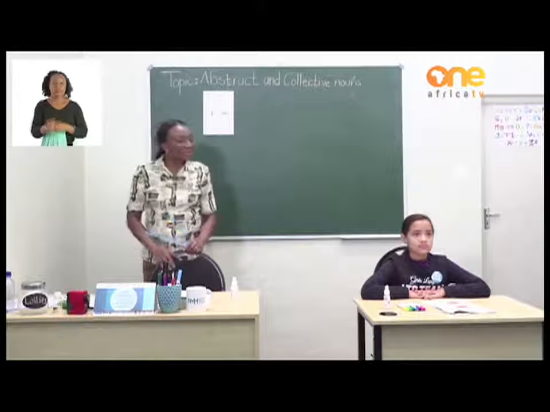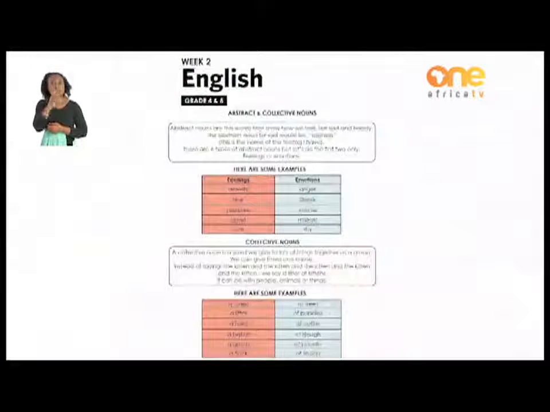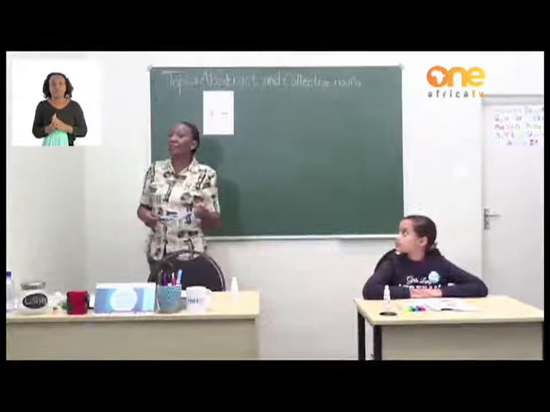Now, in your book, Chanel, on page 16, we are going to look at a few examples of abstract nouns. Right. Now, a few examples of abstract nouns are anger, shock, sorrow, upset, pleasure, fear. Chanel, do you have some examples? I guess those are the few examples that we have for abstract nouns. Do you have any questions, Chanel? Okay, no question.